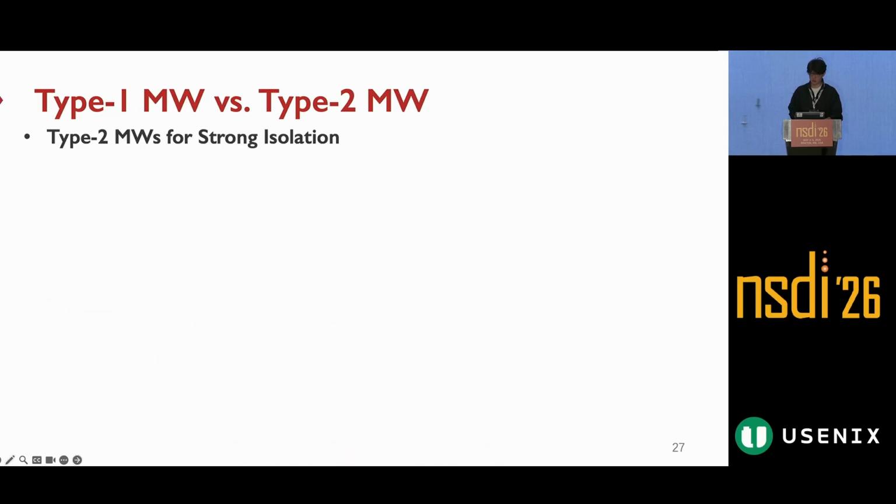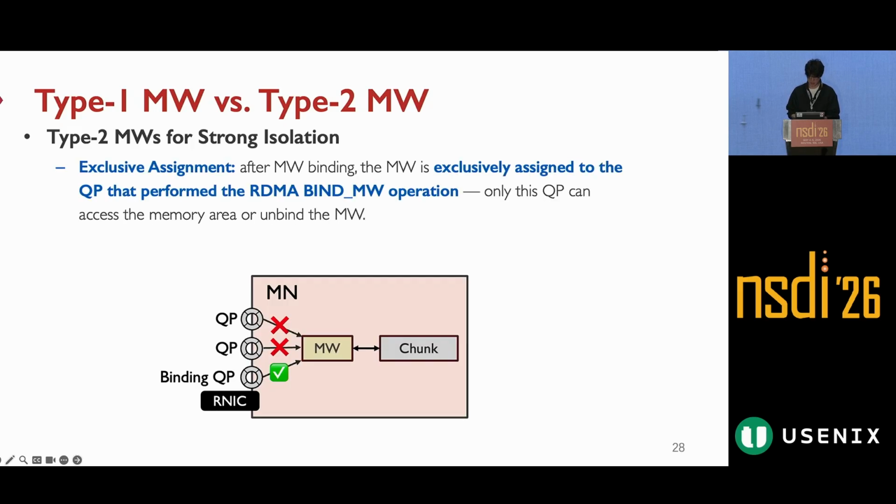Type 2 memory window can provide strong isolation through a property called exclusive assignment. After the memory window binding operation, the type 2 memory window is exclusively assigned to the QP that performed the binding operation. Only this specific QP can access the memory area or unbind the memory window. Any access attempt from other QPs will be rejected by the RNIC hardware. This gives us strong hardware-enforced isolation. However, this strong isolation comes at a cost.